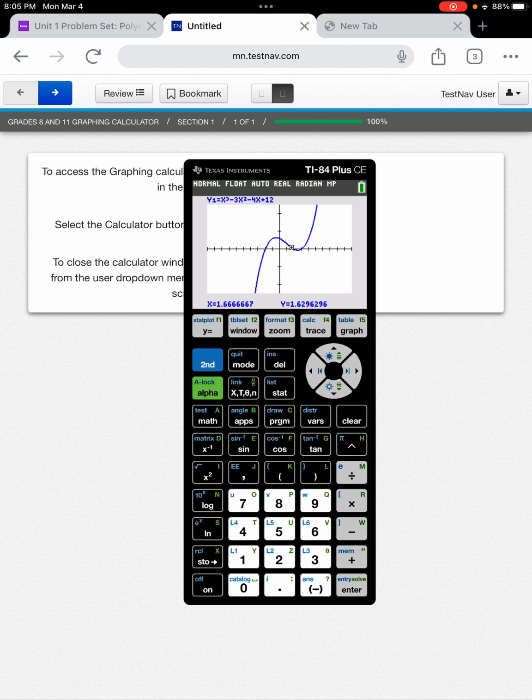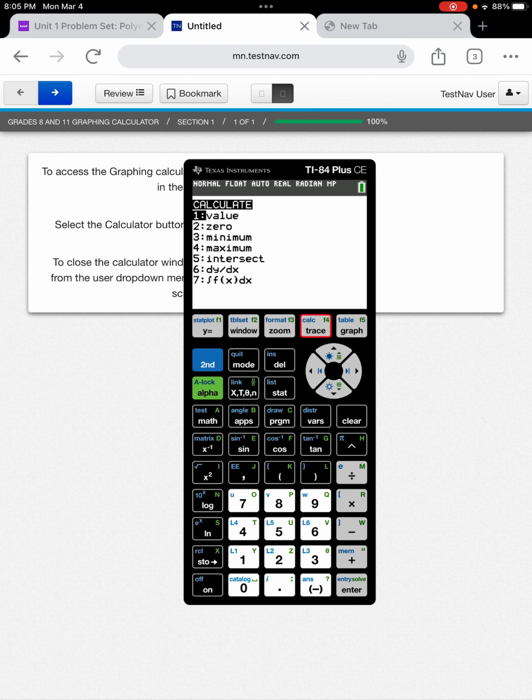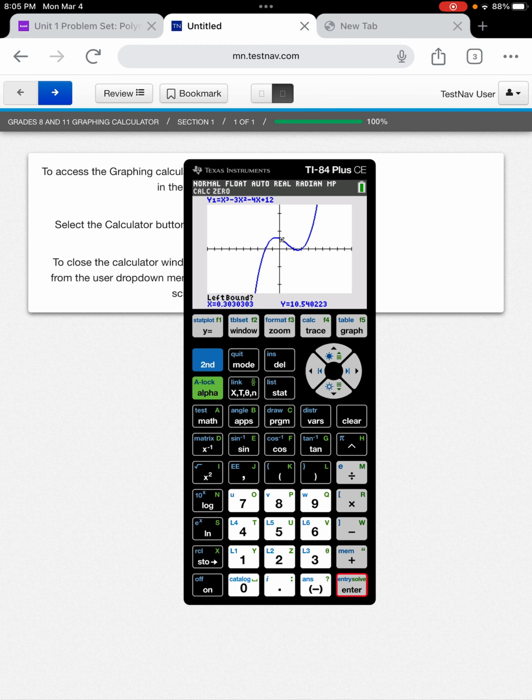Okay, but there's another feature here too, which is right above it, which says calc. So I'm going to hit second and then the trace button again. So it says calc, and I want to find the 0. So now if you look at the bottom of the screen, it says left bound. So I want to go to the left side of where I think there's a 0. Should be here. Press enter. And then I'm going to go to the right side of where I think there's a 0. And press enter. Nope, that's not enter. There we go. Oh, buddy.